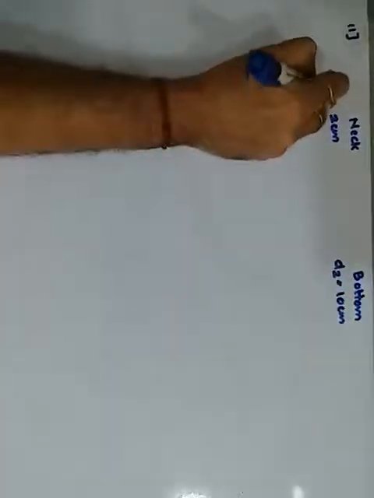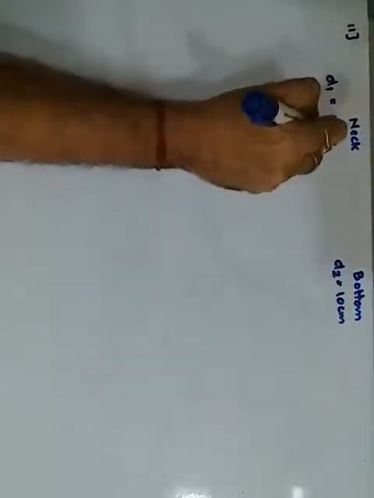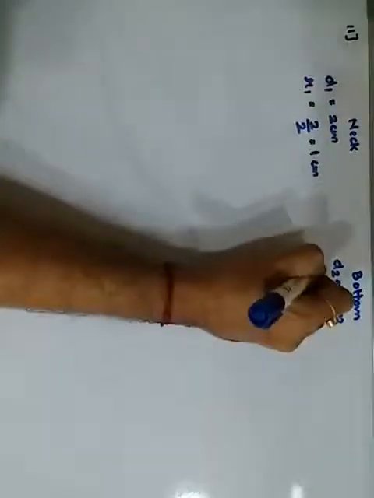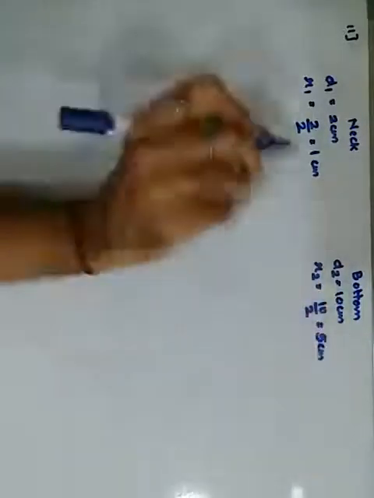So what will be the radius of the first one? Radius will be diameter upon 2, that is 1 centimeter, and the radius of the second, that is the bottom, will be 10 upon 2, that is 5 centimeters. So keep the radius as it is.